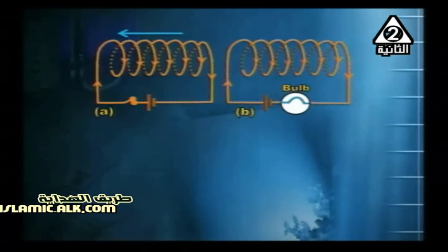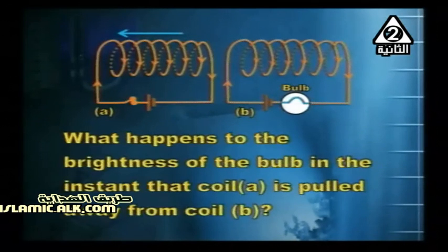Another type of question. We've got two circuits here, coil A and coil B. Coil B contains a bulb and a battery, and the direction of the current is shown in front of you. The question asks what happens to the brightness of the bulb in the instant that coil A is pulled away from coil B. Will the brightness increase, decrease, or remain unchanged?